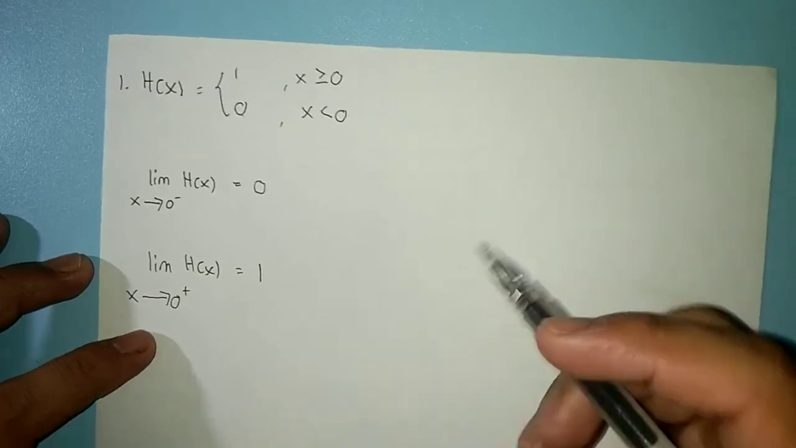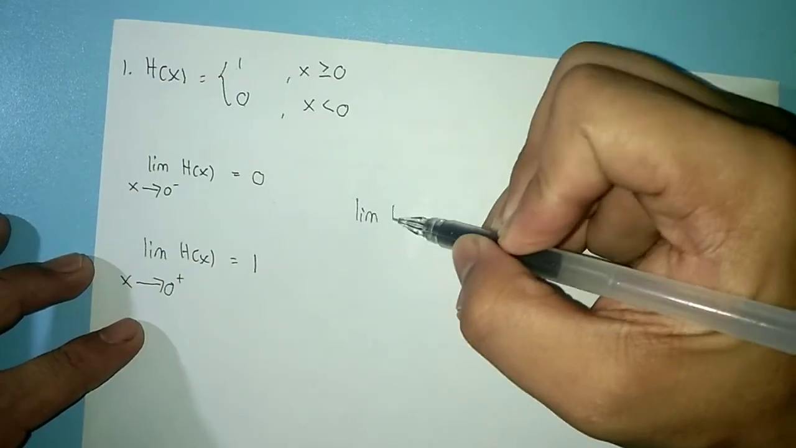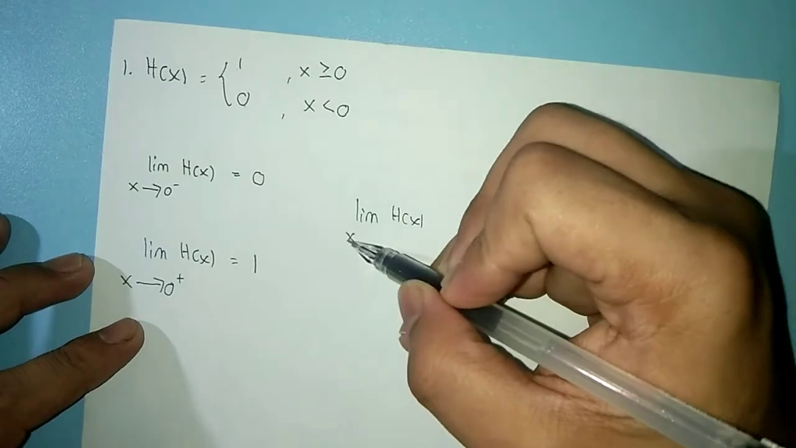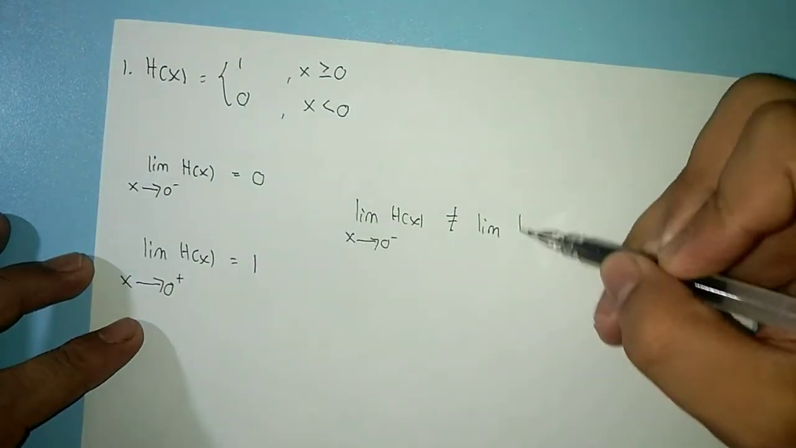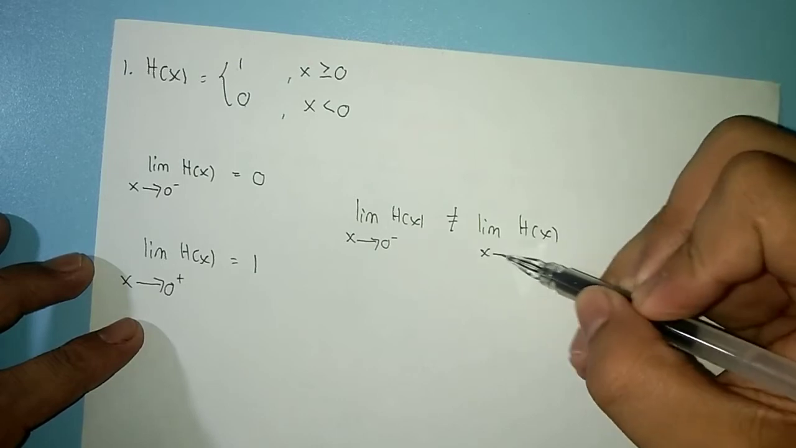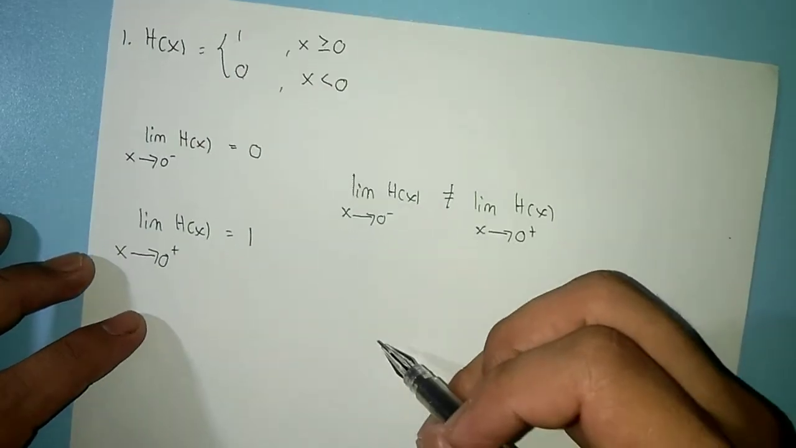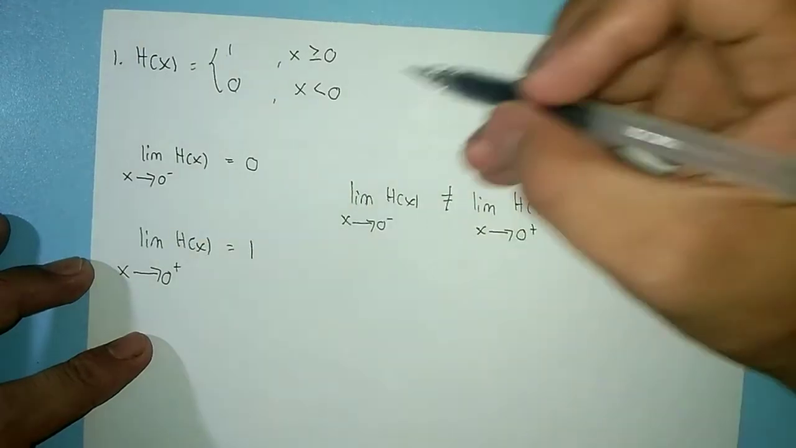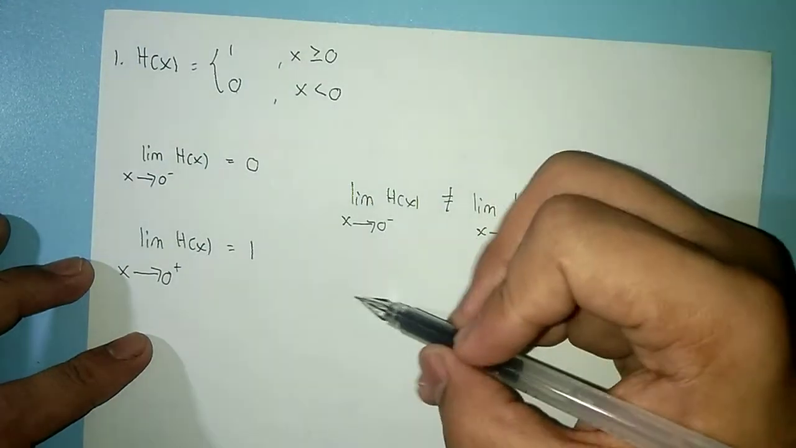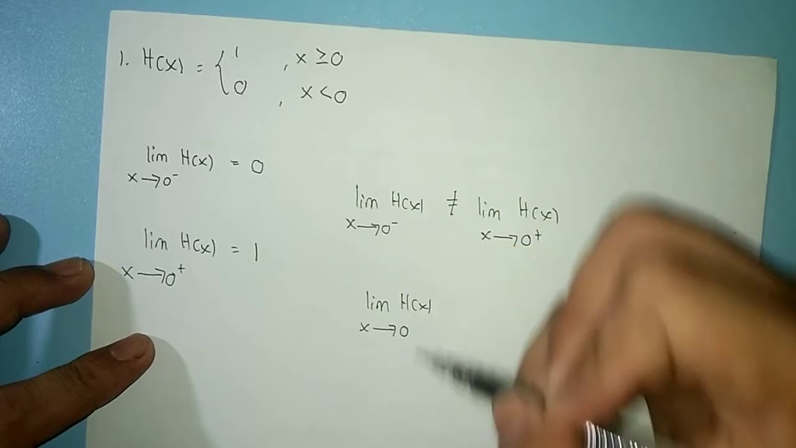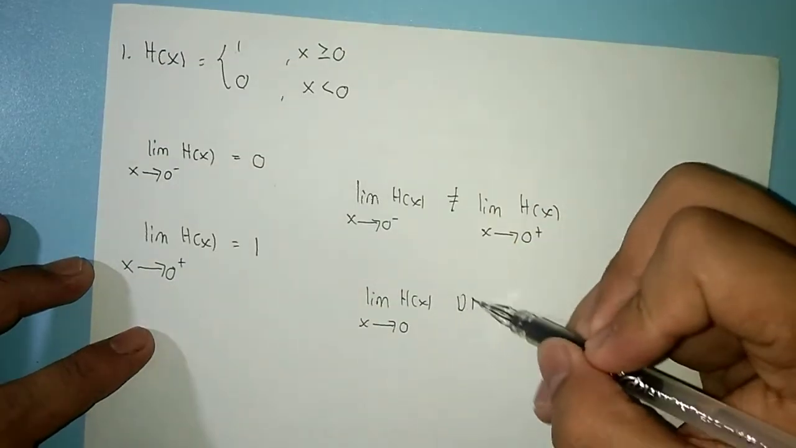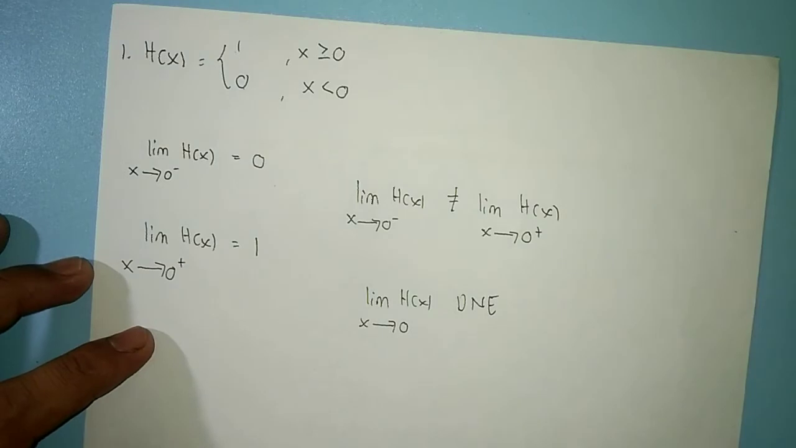And as you can see, yung limit ng h of x, or yung left-hand limit, ay hindi equal sa right-hand limit. Okay? So, ibig sabihin, yung limit nito does not exist. Limit of h of x as x approaches 0 does not exist.